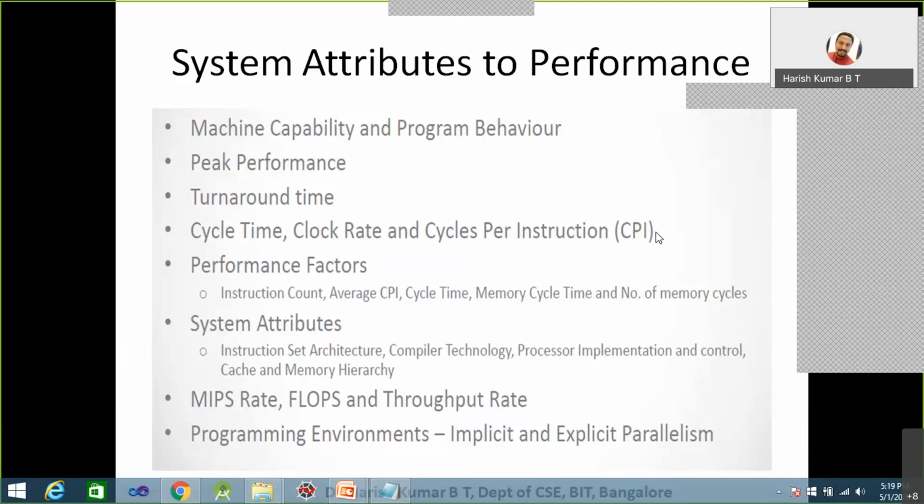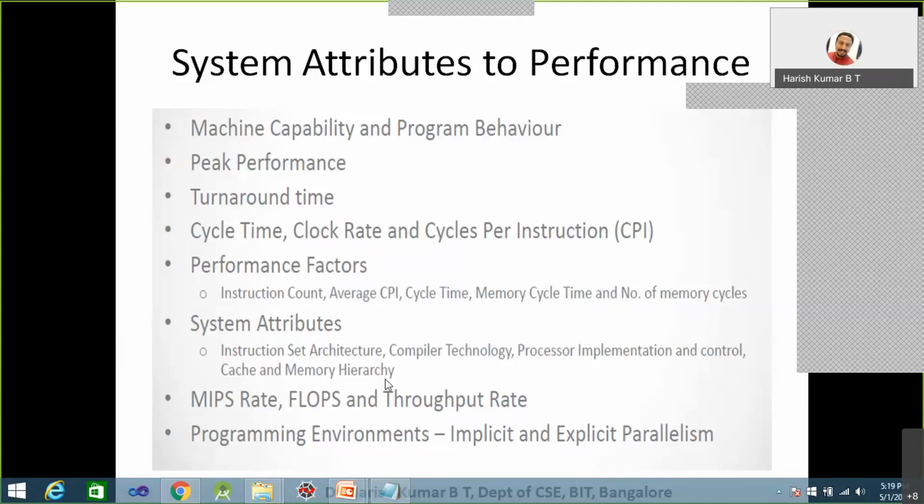Now, if I want to say what is the CPI of only arithmetic instructions, it is 4. What is the CPI of logical instructions? It is 1. What is the CPI of memory reference instructions? It is 5. But collectively, for the entire program, it is the average CPI, and the average CPI for this program is how much? 3 cycles. That is 30 by 10. Okay, I hope you understood here.